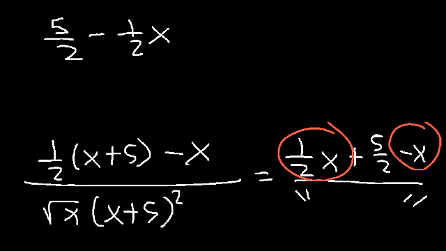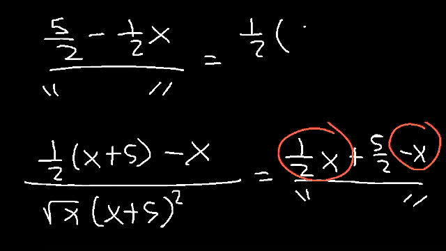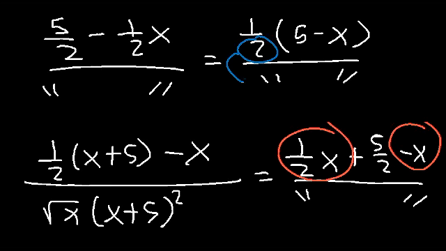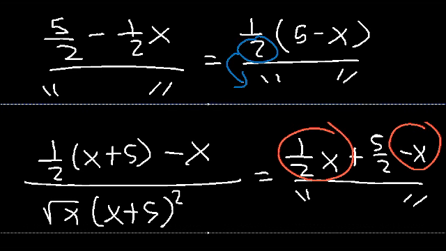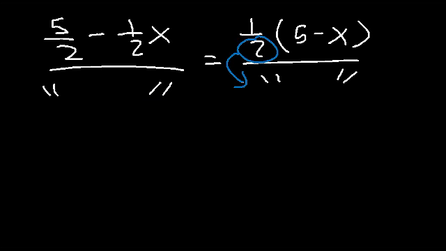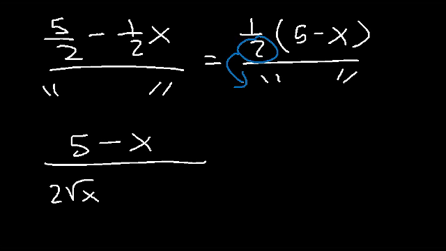which we could factor out 1/2. If we take out 1/2, it's simply going to be 5 minus x divided by what's on the bottom. Now this 2, we can move it to the bottom. So we can write our final answer as 5 minus x divided by 2 root x over x plus 5 squared.